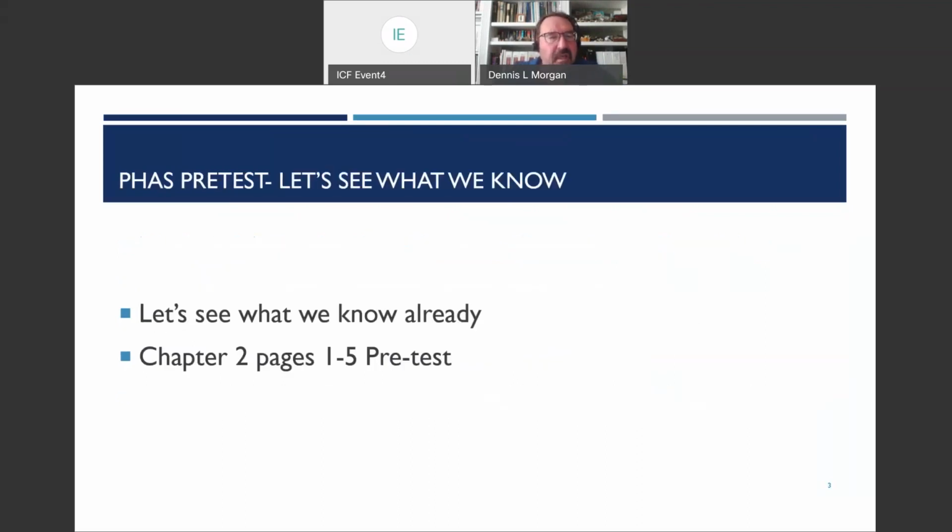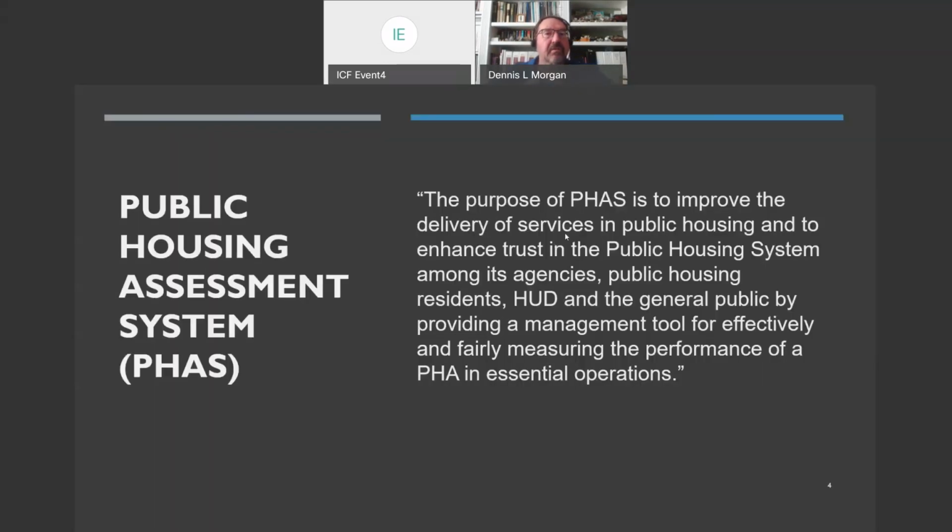And so the purpose of the pretest is to see what you know and see what you don't know. It's kind of a self-evaluation tool in terms of how much you know in terms of the world of PHAS. The purpose of PHAS is to improve the delivery of the services in terms of the public housing programs. And HUD, when they implemented this, was providing a tool to effectively and fairly measure the performance of the essential operations. It doesn't measure everything.